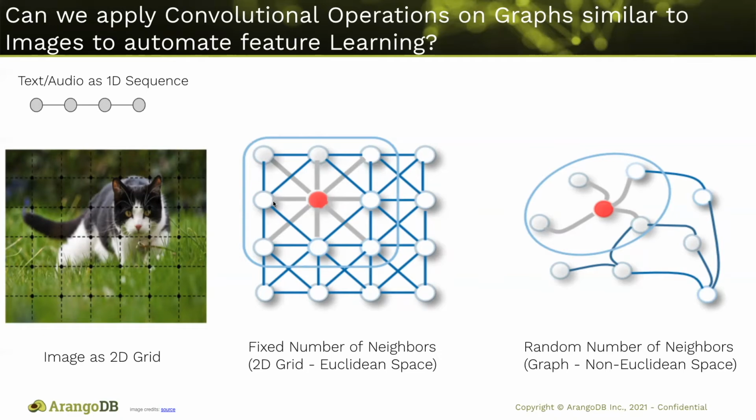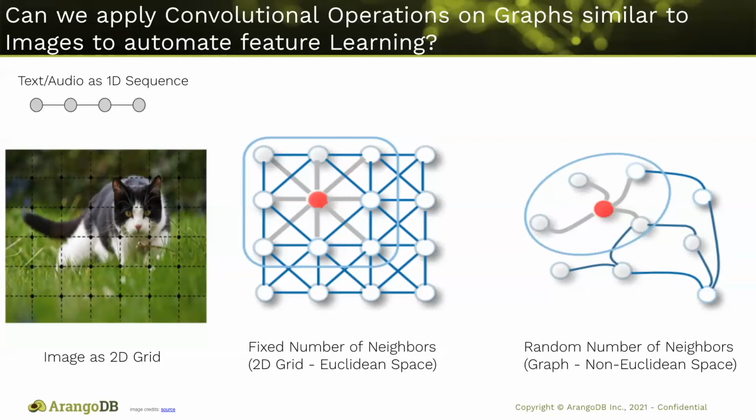For example, in this red pixel, one thing to note here is that each pixel in the 2D grid is surrounded by a fixed number of neighbors. So if we move the window from left to right or from top to bottom, the neighborhood size of a target pixel remains the same. However, in the graphs, the neighborhood size of a target node varies. For example, in social network graphs like Facebook, a very popular person could have millions of connections or neighbors, whereas a normal one can have very few connections.